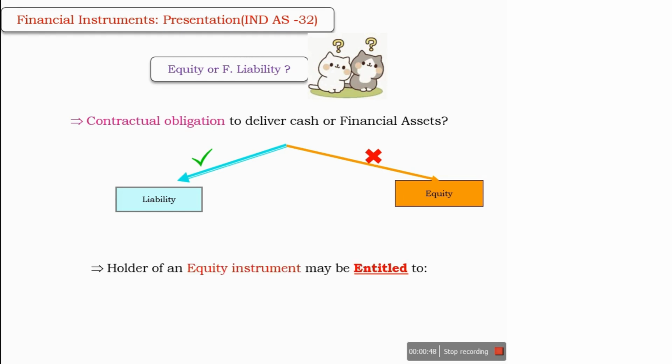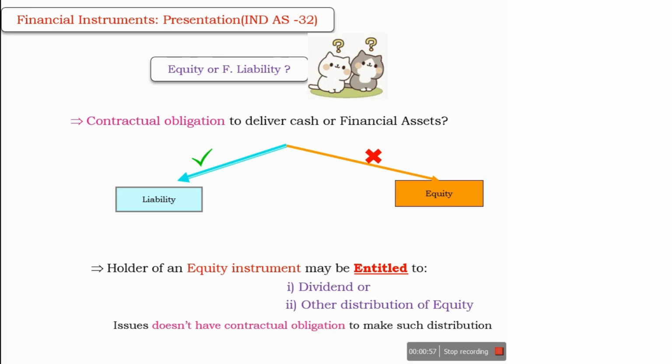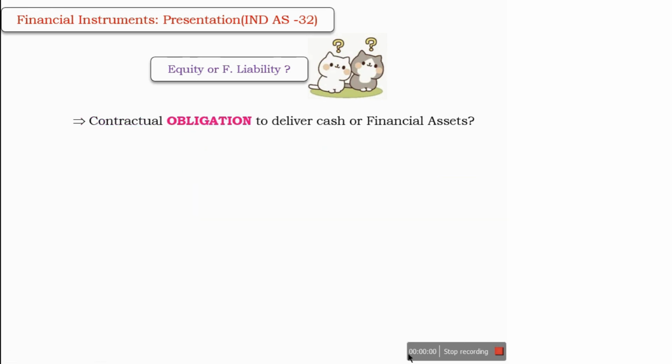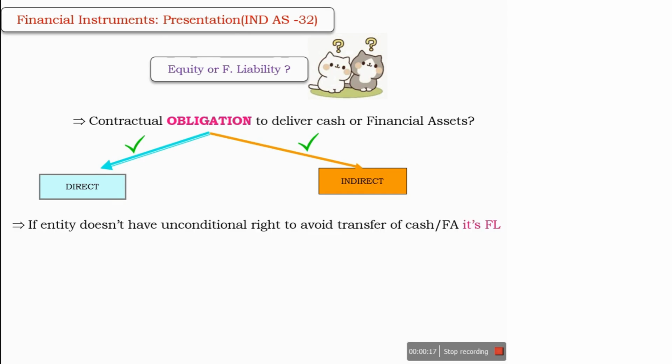Further, the holder of an equity instrument may be entitled to dividend or other distribution of equity. In that case, as it lacks the contractual obligation to deliver such distribution, it will be classified as an equity instrument. When we differentiate between equity or financial liability, we look for the contractual obligation to deliver cash or financial asset. This contractual obligation may be imposed directly or indirectly on the entity. If the entity does not have any unconditional right to avoid the transfer of cash or financial asset, the instrument will be called a financial liability.